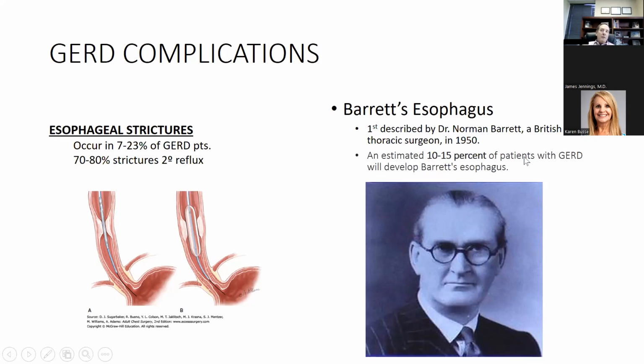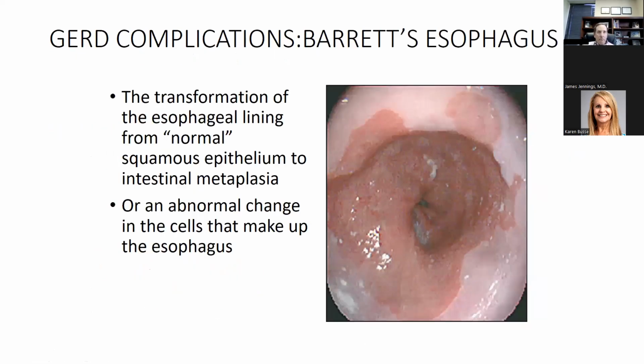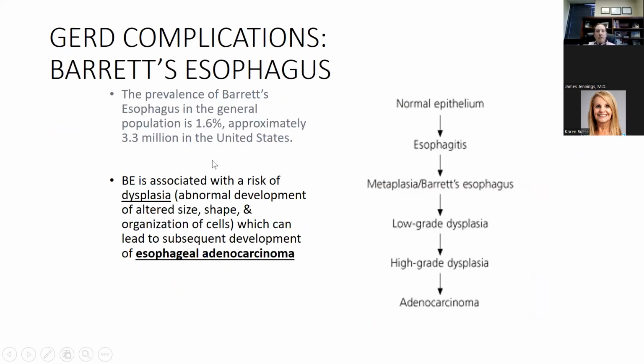And about 10 to 15% of patients with reflux will develop Barrett's esophagus that Dr. Barrett found in England. Barrett's esophagus is a change from the normal squamous cell esophageal mucosa to small intestinal columnar cell mucosa. What it looks like on regular white light endoscopy, dark pink versus light pink. But Barrett's esophagus it can progress in certain individuals to esophageal cancer.